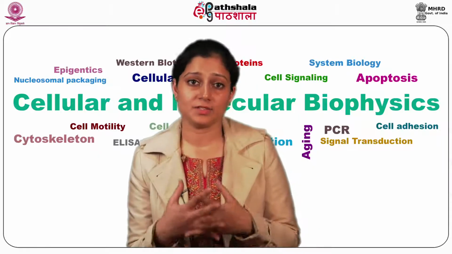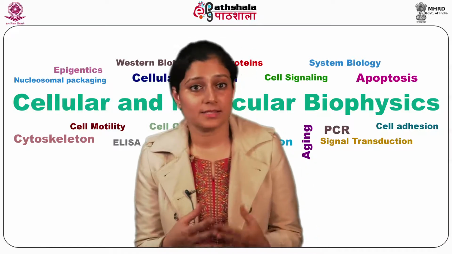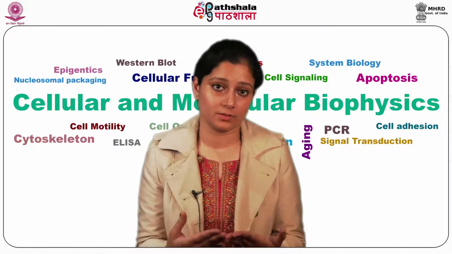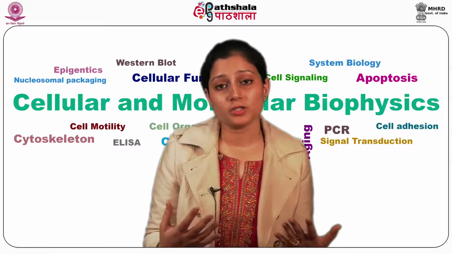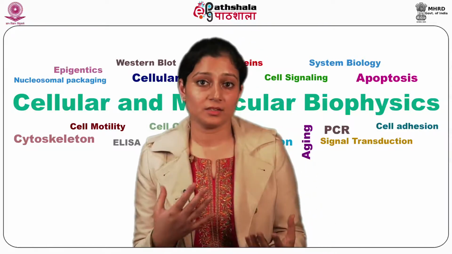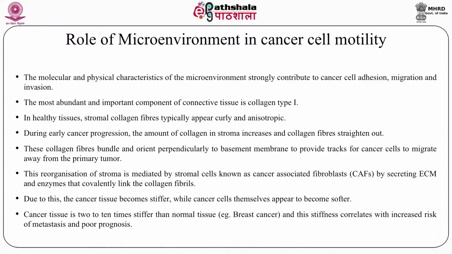The molecular and physical characteristics of the microenvironment strongly contribute to cancer cell adhesion, migration and invasion. The most abundant and important component of connective tissue is collagen type 1. In healthy tissues, stromal collagen fibers typically appear curly and anisotropic when seen under the microscope. During early cancer progression, the amount of collagen in stroma increases and collagen fibers straighten out.